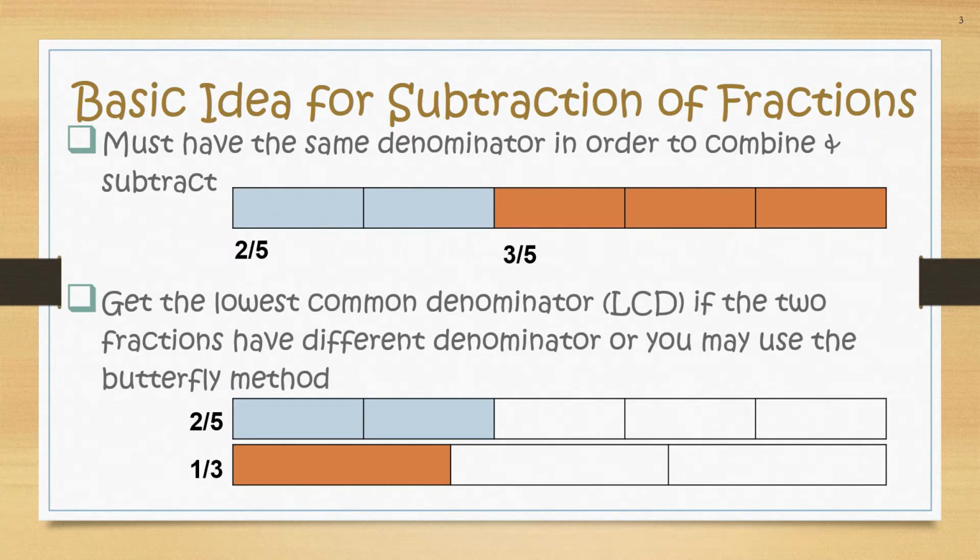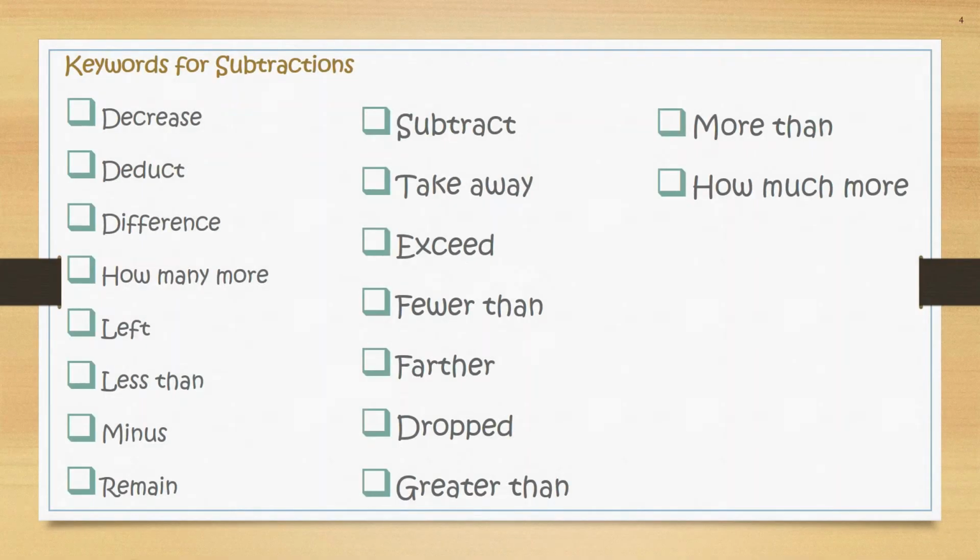Next is, if magkaiba yung denominator nila, kukunin natin yung lowest common denominator or LCD, or pwede rin tayong gumamit ng butterfly method. So, kailan ba natin pwedeng magamit yung subtraction? If makakita tayo sa word problem, any of these keywords, that means subtraction yung gagamitin natin.